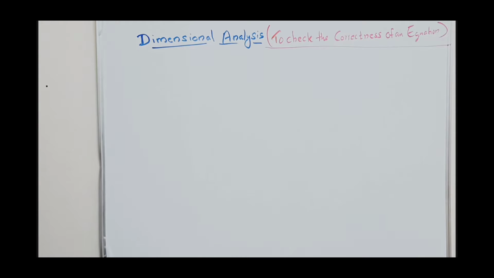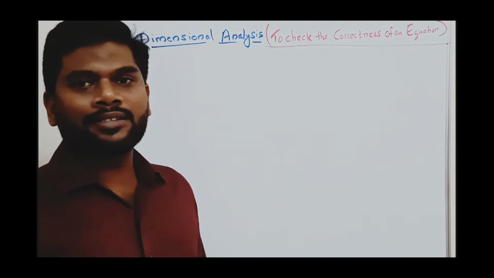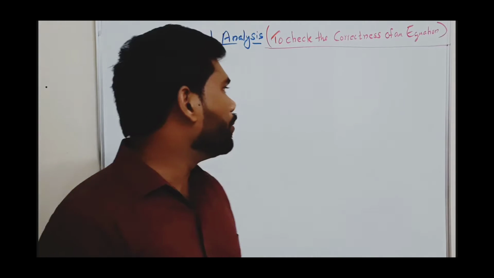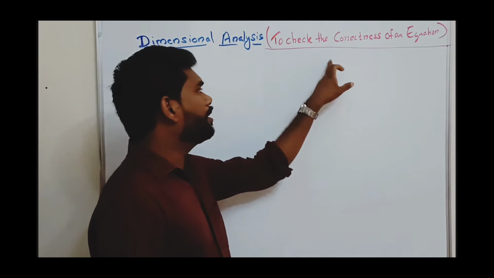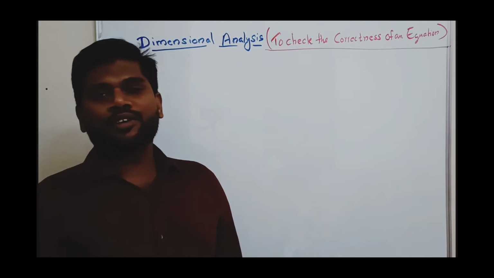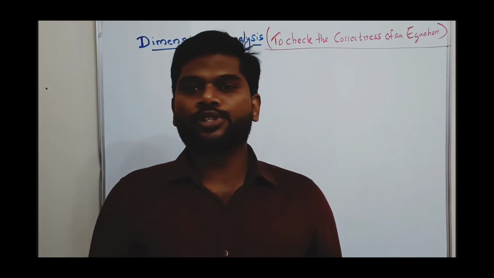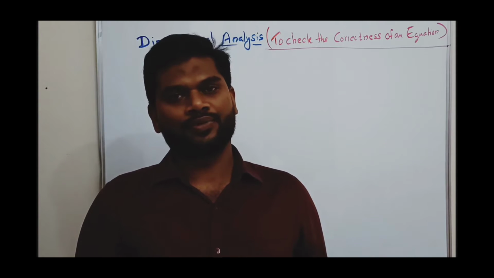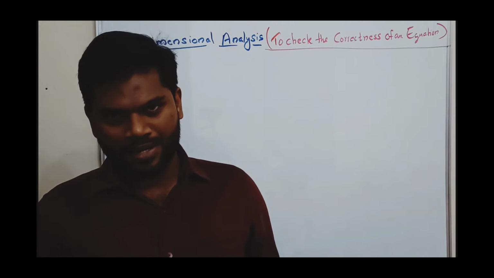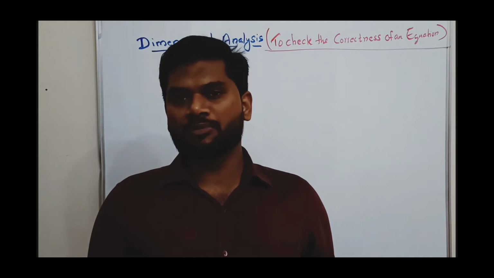Today we'll see a topic based on dimension analysis. There are so many uses of dimension analysis. We'll see one of the uses: to check the correctness of an equation. Checking the correctness of an equation is based on a principle known as the principle of homogeneity, which says that an equation is said to be dimensionally correct if each term of the equation has the same dimension.